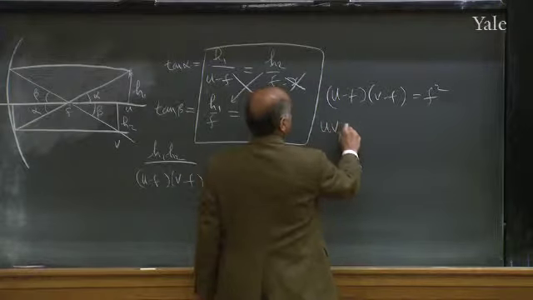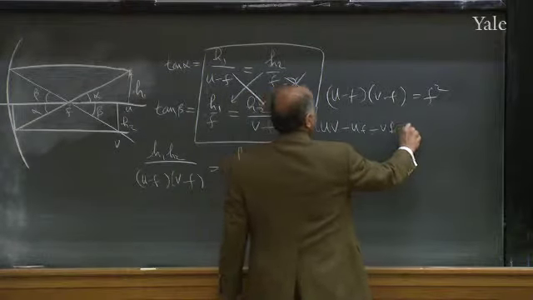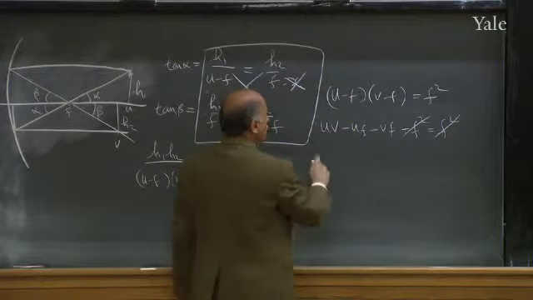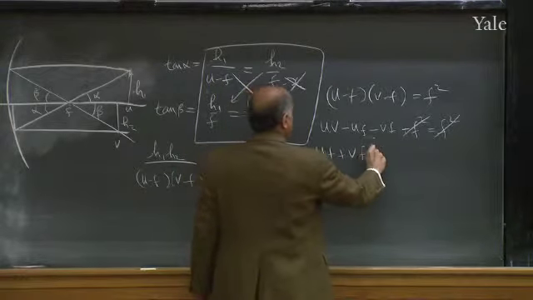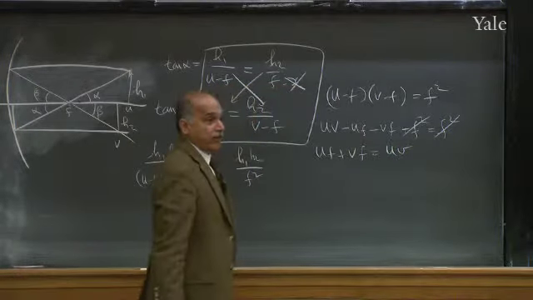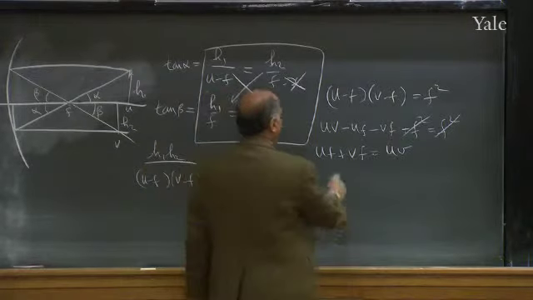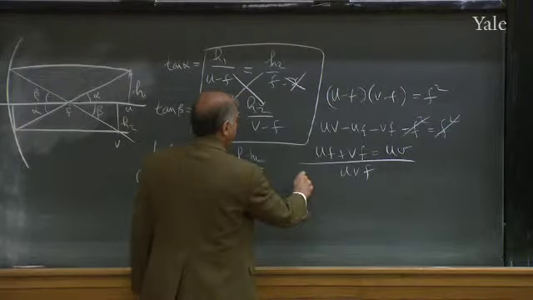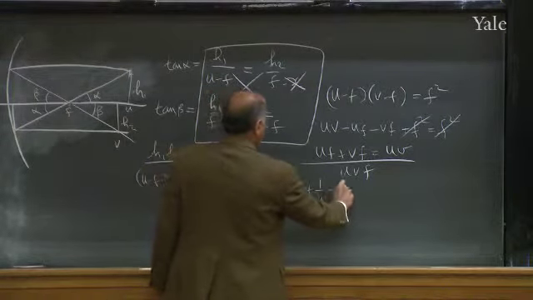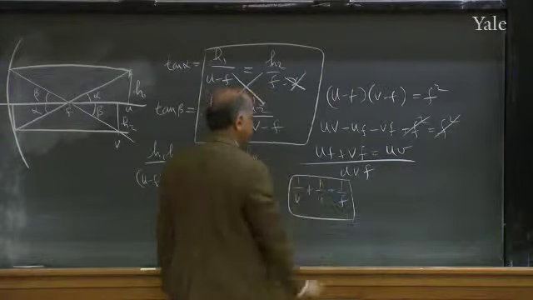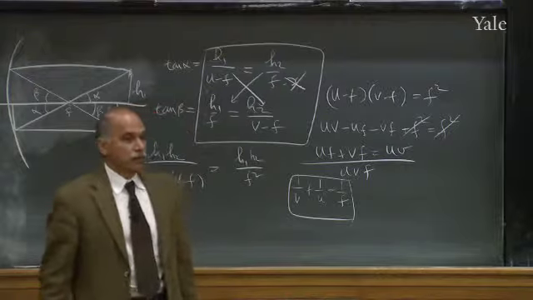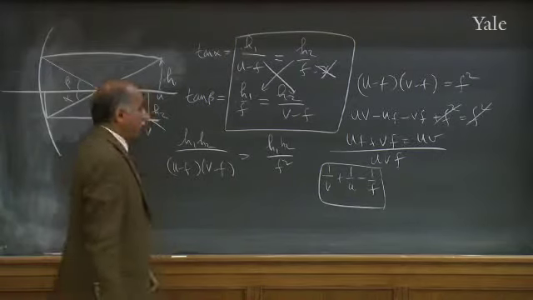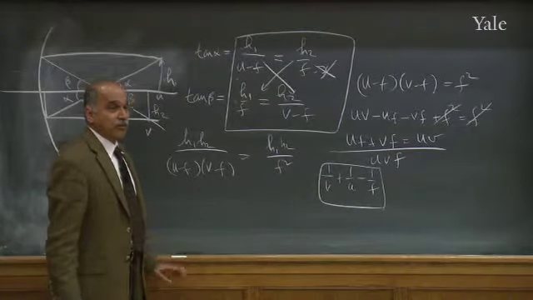So I get uv minus uf minus vf plus f squared, equals f squared. You cancel that guy. Then you get uf plus vf equals uv. Now divide everything by uvf. If you divide everything by uvf, you'll get 1 over v plus 1 over u equals 1 over f. Anyway, this is derived by standard geometrical optics without going back to the principle of least time.